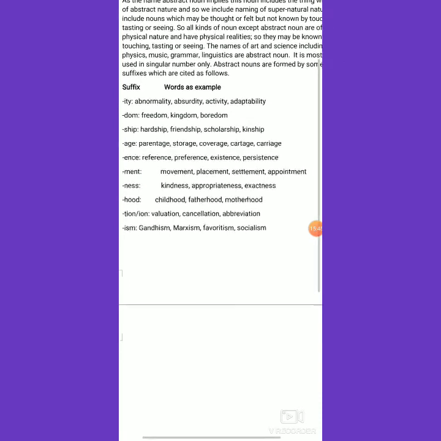Now, exist is also a verb. And from that verb exist, we have the abstract noun form, existence. And persist, plus ence, persistence. So what we can find is the fact that we have used the ence suffix with the verb.